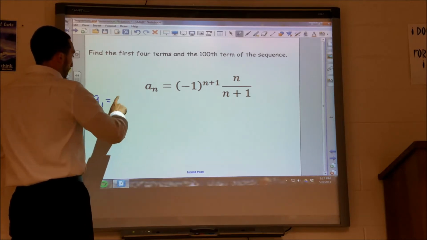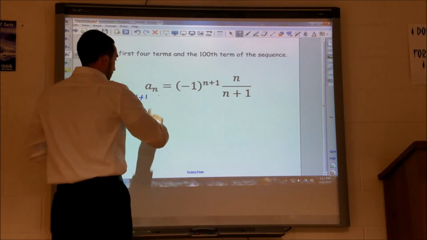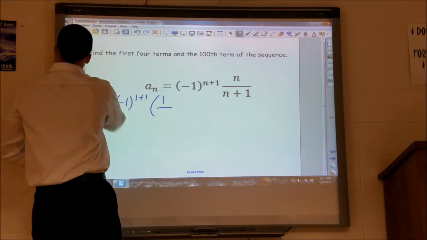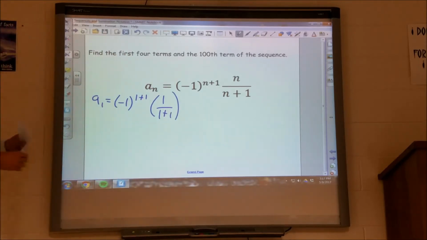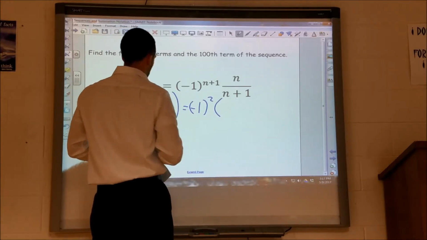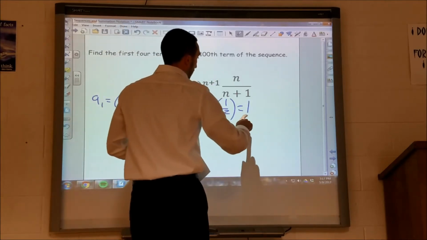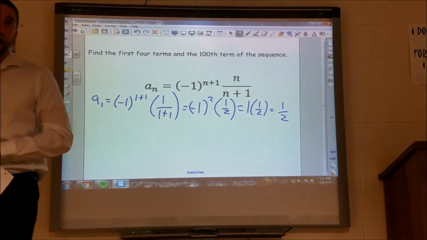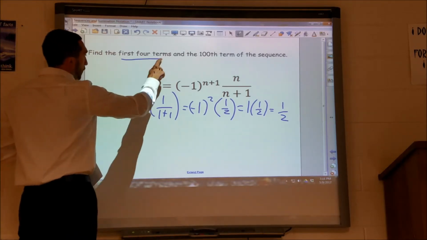So a sub 1, and then in the rest of the sequence, I will plug a 1 in wherever I see an n. So we can see the first term is going to simplify to negative 1 squared times 1/2. And negative 1 squared is going to give us a positive 1 times 1/2, meaning our first term is 1/2 of that sequence. So I'll go ahead and continue on this process till I get the first four terms.